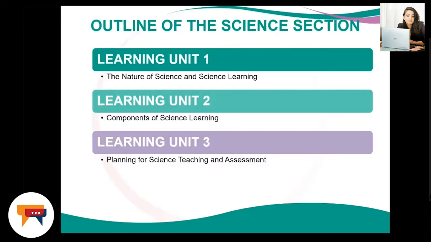So the outline of the science section is learning unit 1 is the nature of science and science learning. Learning unit 2 is the components of science learning, and learning unit 3 is planning for science teaching and assessment. So if you can see, it basically starts you off to get to the level where you need to be, to be able to actually get to your learning, planning a lesson, and then obviously assessing the student for this subject.